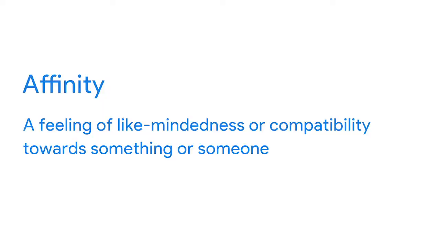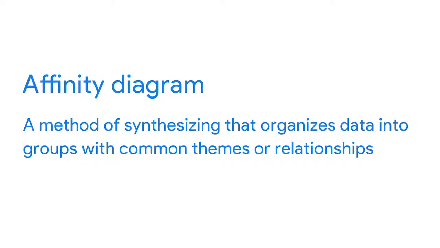Let's jump right in. An affinity is a feeling of like-mindedness or compatibility towards something or someone. Have you ever run into someone from your hometown while traveling? You likely felt an affinity towards them. You had something important in common that made you feel closer to each other. An affinity diagram is a method of synthesizing that organizes data into groups with common themes or relationships. Affinity diagramming is a quick and easy way to gather observations during a usability study and synthesize data.